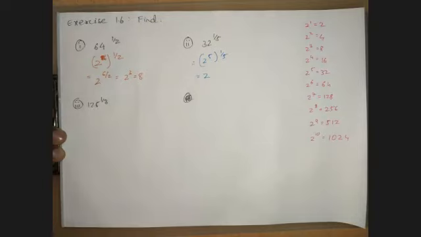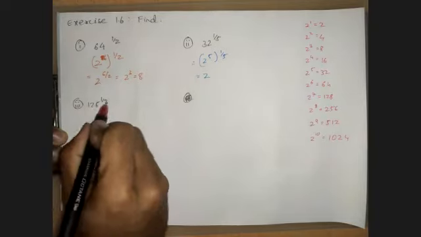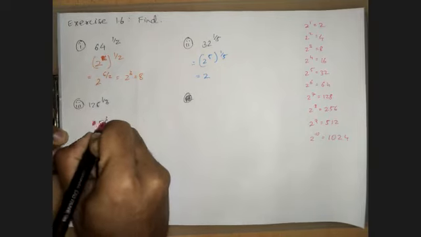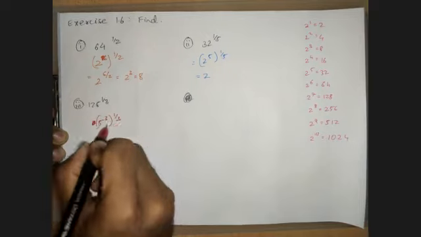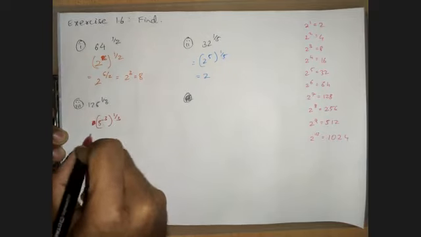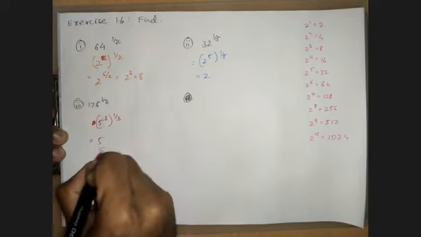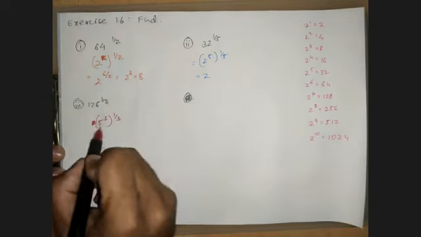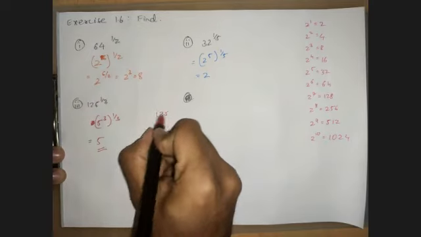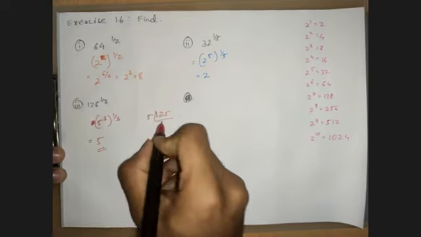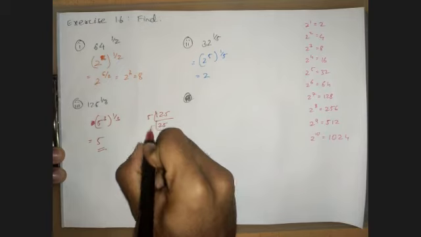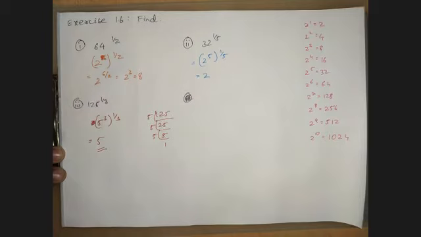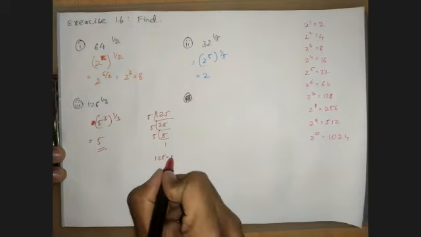Now let us look at the other problem, that is 125 power 1 by 3. 125 is 5 cube, power 1 by 3. So 3 gets cancelled. So it is 5. Or else, if I don't know 125 is 5 cube, I can factorize it anyways. 5 into 25, 5, 5, 5, 1. So 125 is equal to 5 cube.